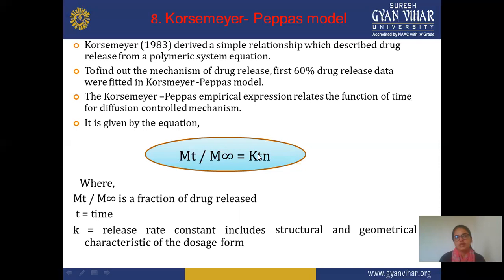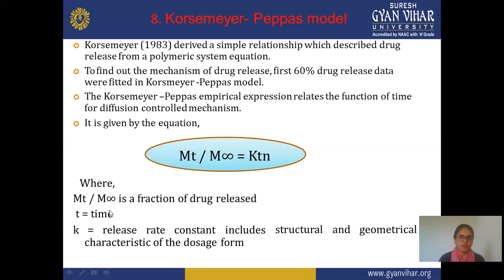And next, the Korsmeyer-Peppas empirical expression relates the function of time for a diffusion control mechanism. Means this is an empirical expression relating to the function of time how much drug is diffused from a tablet in a controlled release mechanism. And this is the given equation for this Korsmeyer-Peppas equation: Mt divided by M infinity is equal to K t to the power n.